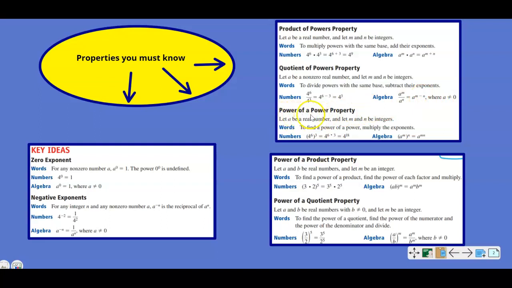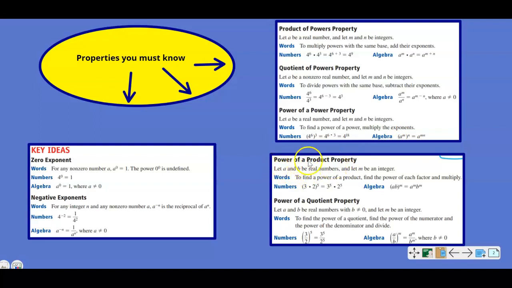All right, power of a power. So this is talking about exponents. Let a be a real number and let m and n be integers. To find a power of a power, multiply the exponents. If you have one base and 2 exponents, that's a power of a power. So you would multiply the 6 times the 3, so 4 to the 18th power here. Algebraically, a to the m raised to the n power equals a to the m times n power.